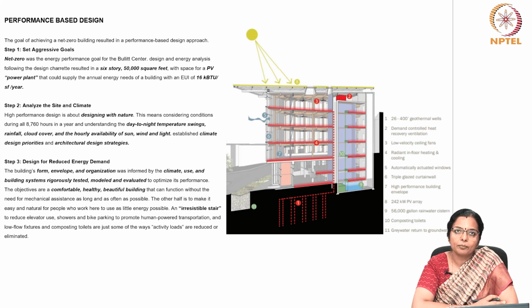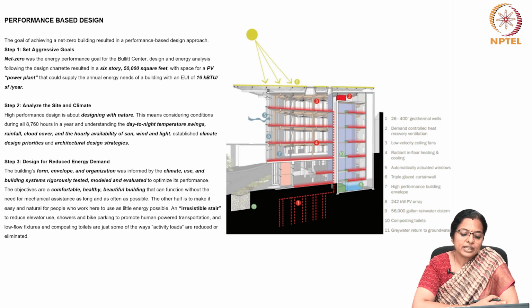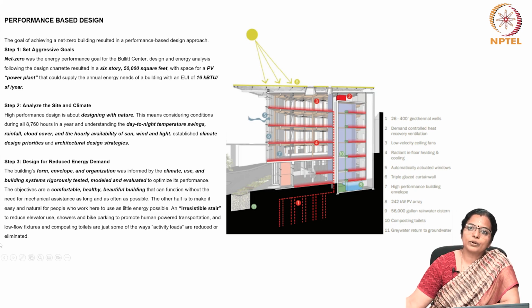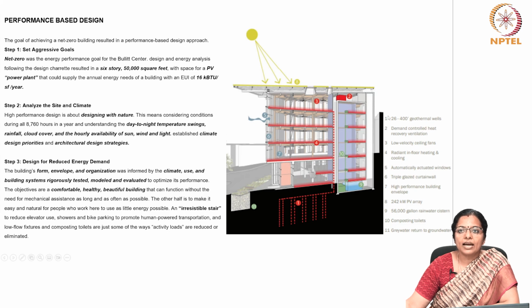So, we look at the performance based design. The goal of achieving a net zero building resulted in a performance based design approach. First, it set aggressive goals. Net zero was the energy performance goal of the Bullitt Center, and energy and design analysis following the design charrette resulted in a 6-story, 50,000 square feet building with space for a photovoltaic power plant that could supply the annual energy needs of the building.